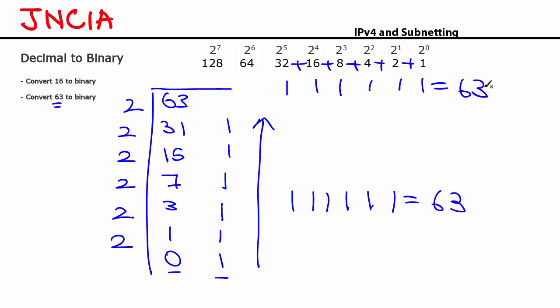Now before we move to the next topic, which is Subnet Mask, I want you to practice a couple of more examples. The first one is try converting 34 into binary. The next one is 96. Finish practicing this and then we'll move on to the next topic, which is Subnet Mask.